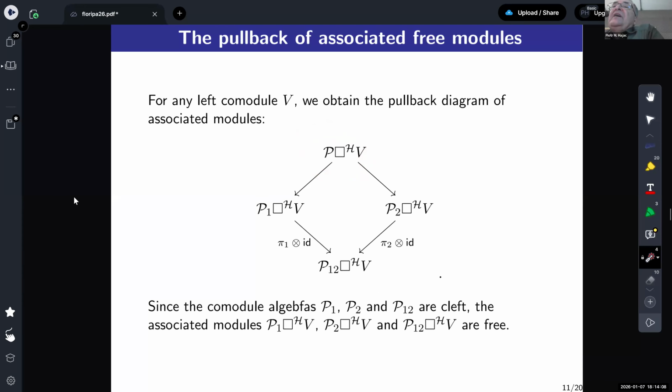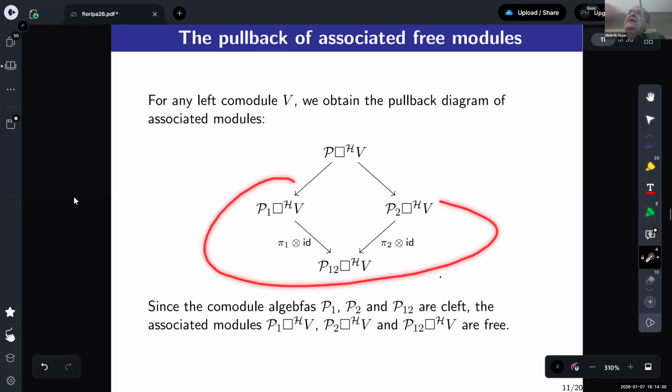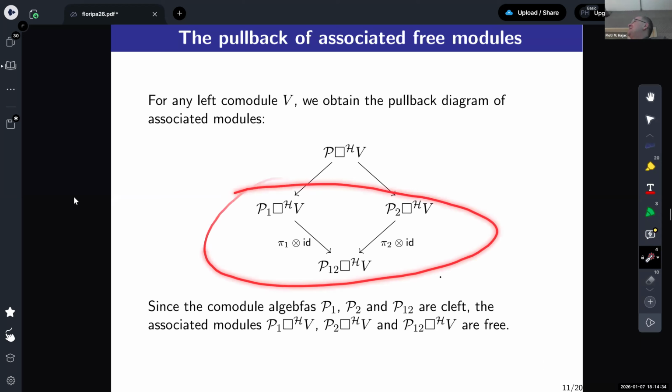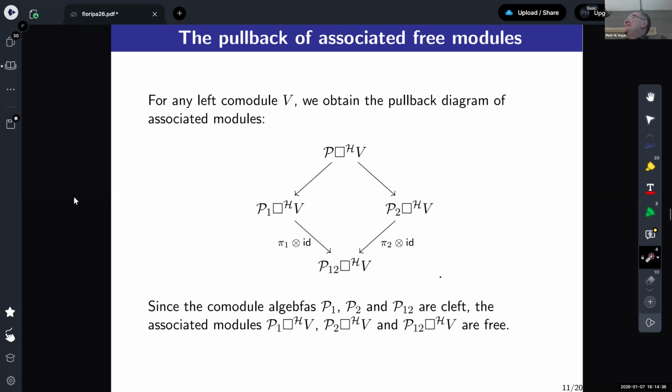And as I mentioned, by assumption P1 and P2 are cleft, and because P1 and P2 are cleft, P12 is automatically cleft because Pi2 is a surjection. I'm not that sure you need to know that it is a surjection, but anyway, P12 is also automatically cleft. Then you know that all these three associated modules are free. I hope I'm making a sound difference between 3 and 3.